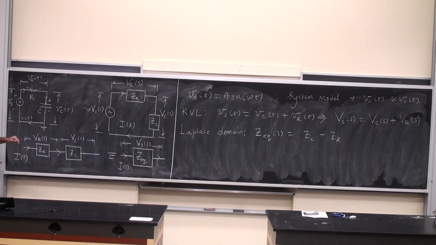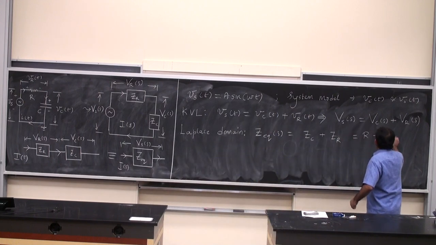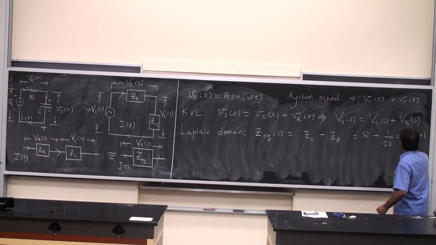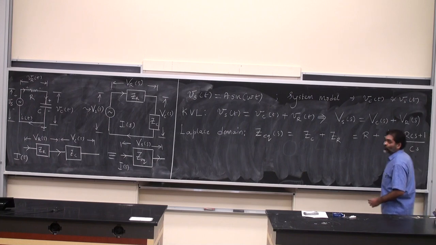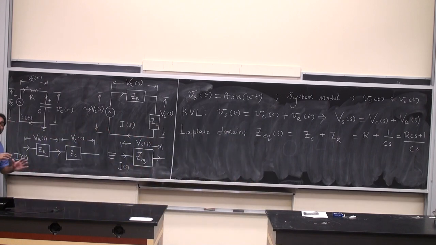So if I bring out the impedances of the resistor and the capacitor, this is R plus 1 by C times S, common factor. So this is (R C S plus 1) over C. Okay, this is all old stuff. I'm sure you've seen this in other courses as well, but we will be doing it in a slightly different manner here. Okay. Once I have Z equivalent, I can now draw the equivalent circuit.